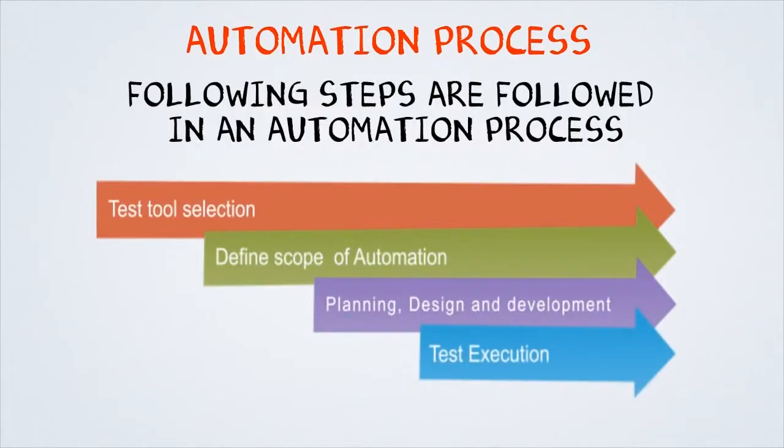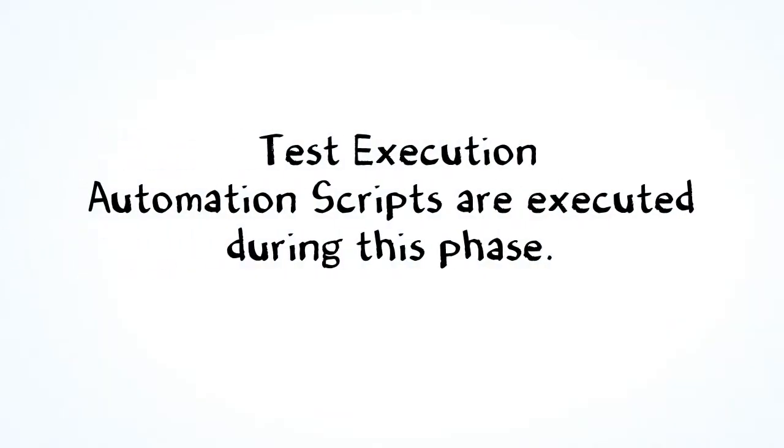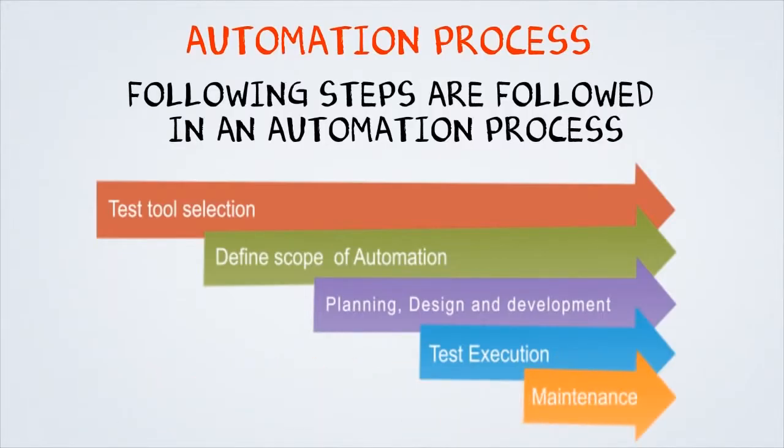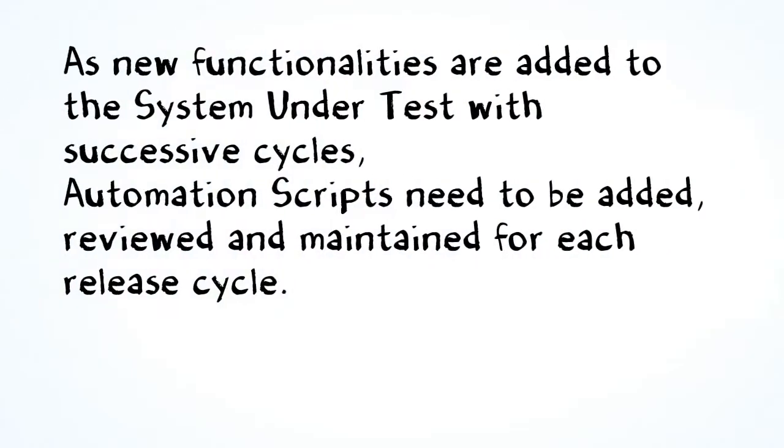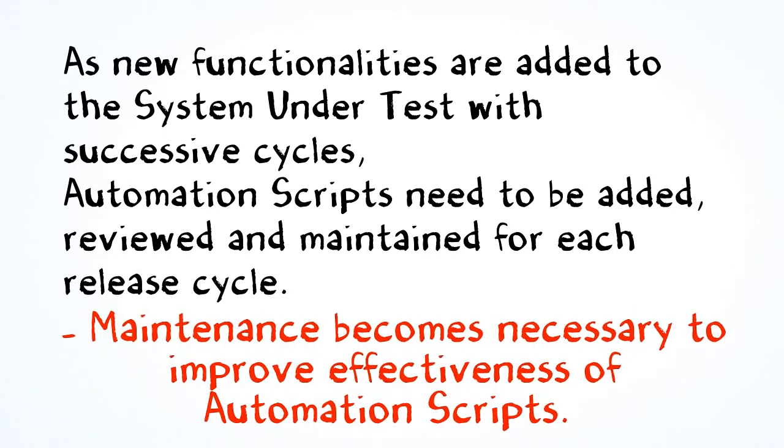Test execution. Automation scripts are executed during this phase. Maintenance. As new functionalities are added to the system under test with successive cycles, automation scripts need to be added, reviewed, and maintained for each release cycle. Maintenance becomes necessary to improve the effectiveness of automation scripts.